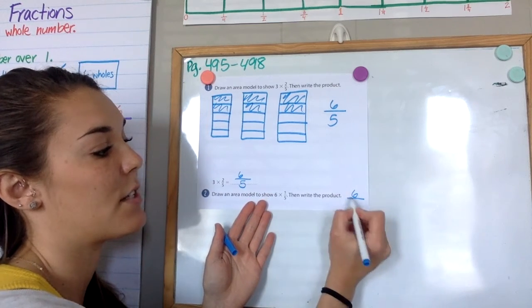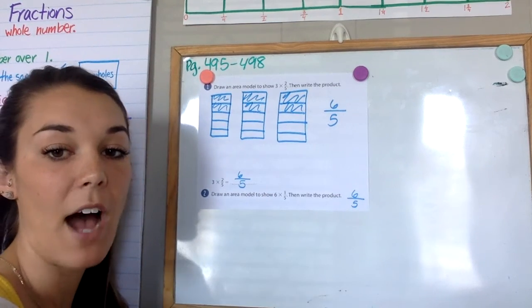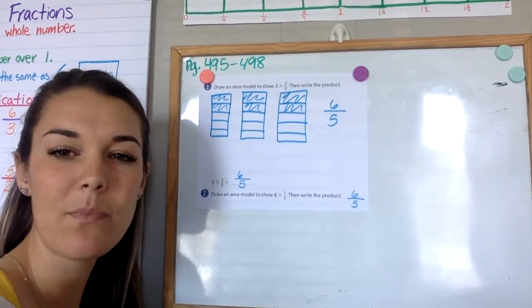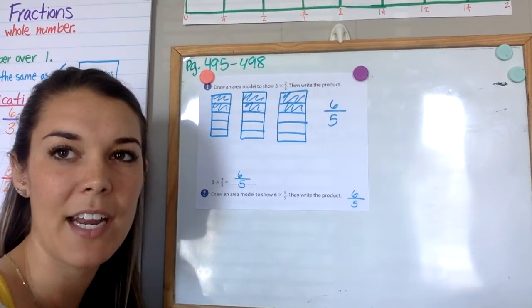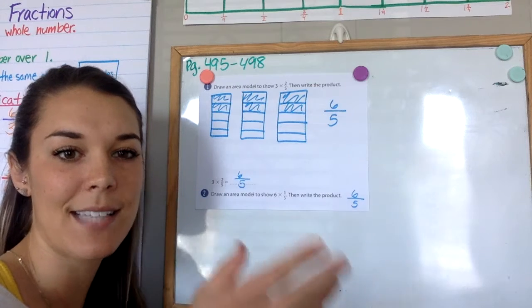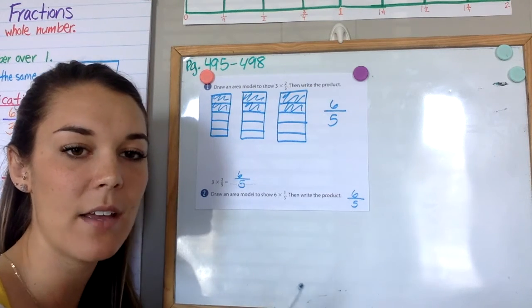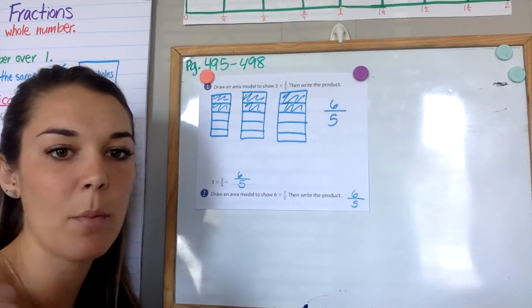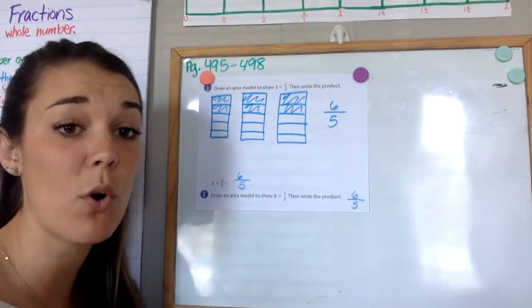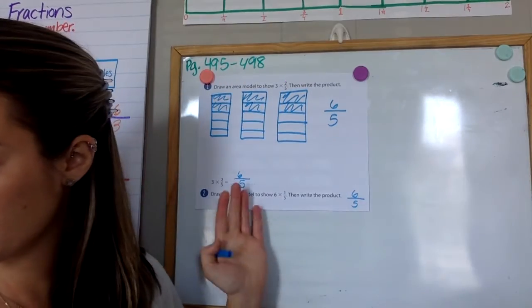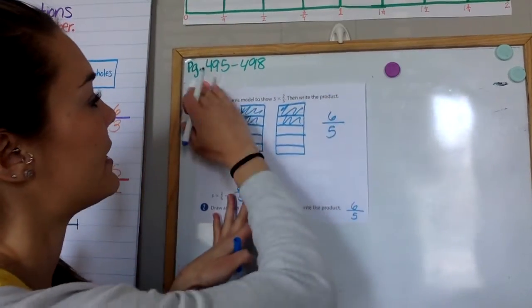And my denominator doesn't change. It's going to stay 5. So 6 times 1/5 is 6/5. That makes sense too, because if I had 1/5 6 times, I'm going to have 6/5, right? I want you to be thinking about that in your mind as you're solving these problems and make sure that it makes sense mathematically, okay? Moving on to 496.